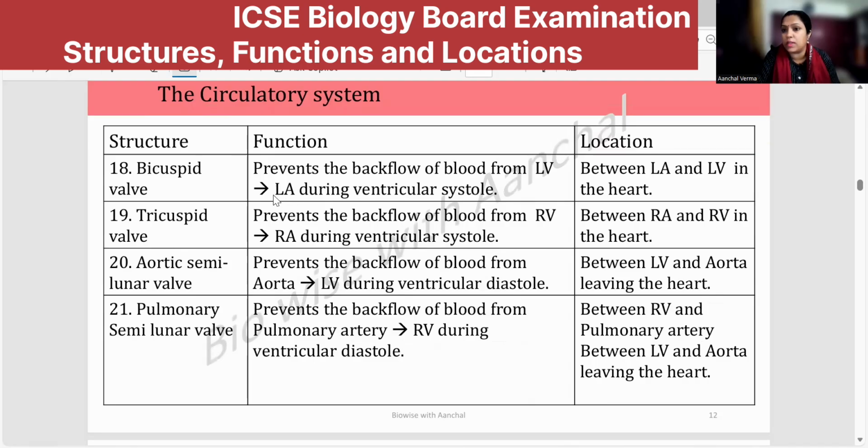Now this is the opposite direction. So backflow is prevented during the ventricular systole. And where it is present: between the left auricle and the left ventricle. I have written short form. You are not supposed to write short form in the exam.